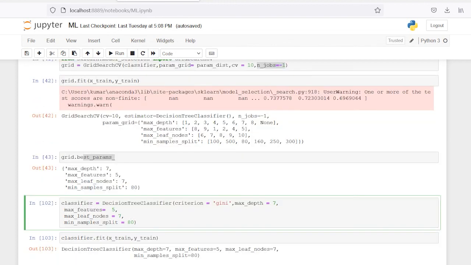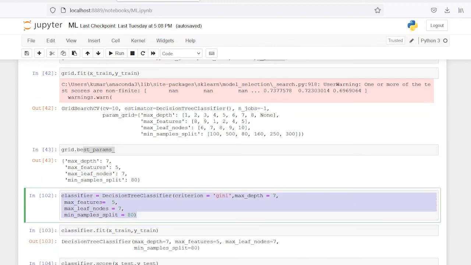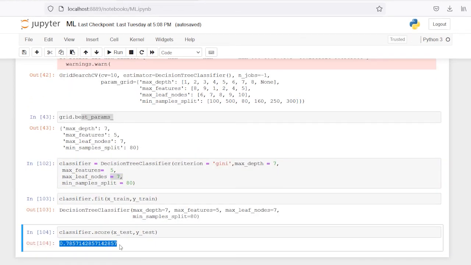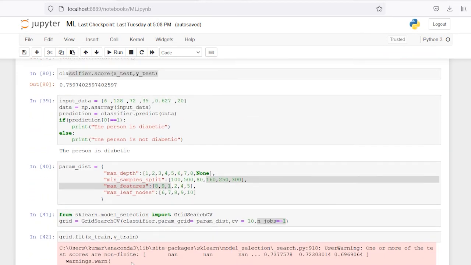So fitting this data, max features equals 7, max leaf nodes equals 7, and minimum sample split equals 80. The final accuracy of my model comes out to be 78.5%. This is the final accuracy, and with this I conclude my data science project of diabetes prediction.